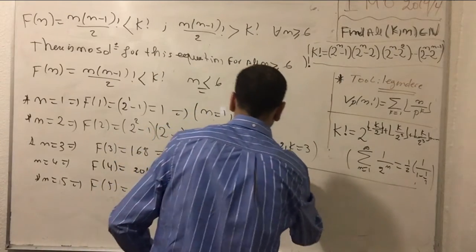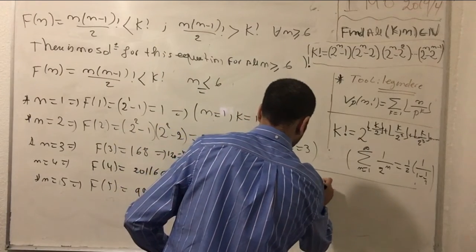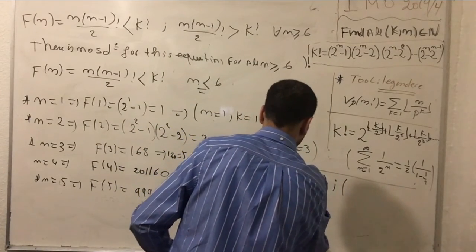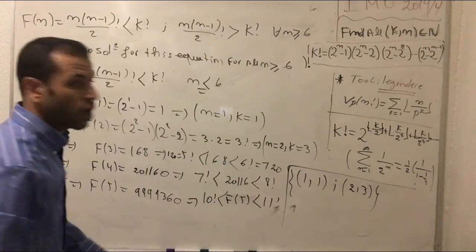I have the first one, 1, and I have 2, 3. Okay, so I am done with this problem.